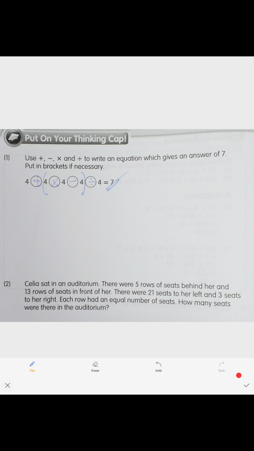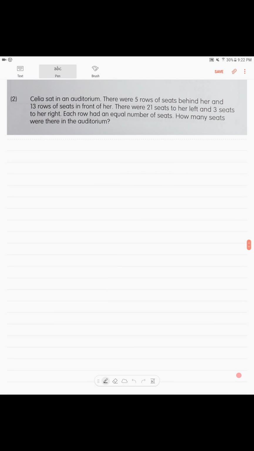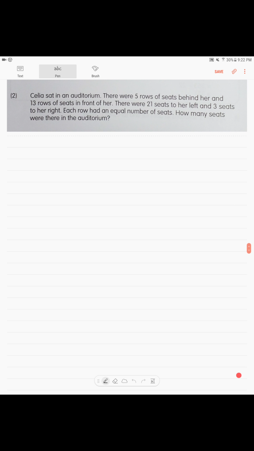Think about it. Now I want to focus on another problem, which is this one. Celia sat in an auditorium. There were 5 rows of seats behind her and 13 rows of seats in front of her. There were 21 seats to her left and 3 seats to her right. Each row had an equal number of seats. How many seats were there in the auditorium? We need to imagine a little bit. Imagine that you're Celia sitting in the middle, and just follow the directions.